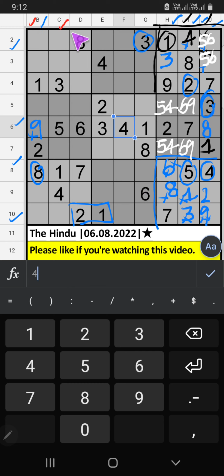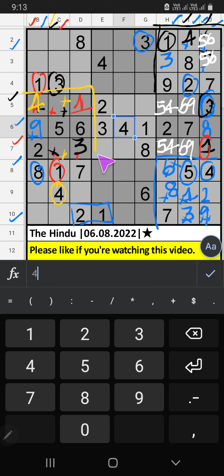Column B, column C, we have 1. 7th row also we have 1. So 1 can't come in these cells. Then 1 is confirmed here. 5th row, column C, we have 3. So 3 can't come in these cells. Then 3 is confirmed here. Column C, we have 4. So 4 can't come in these cells. Then 4 is confirmed here.